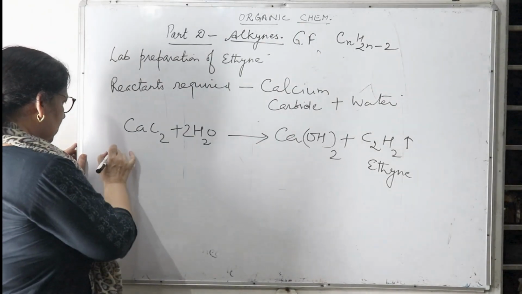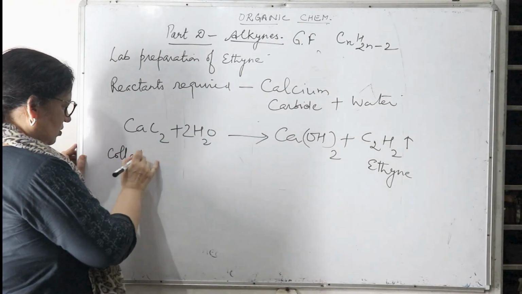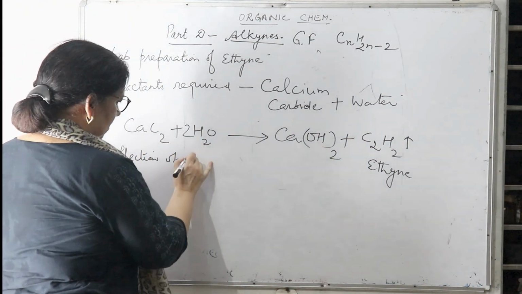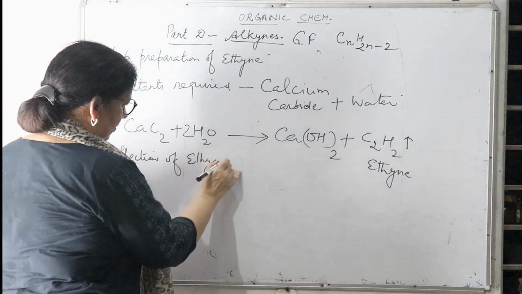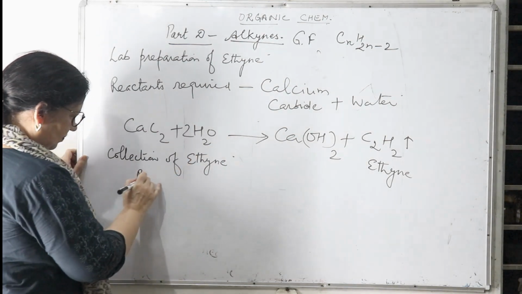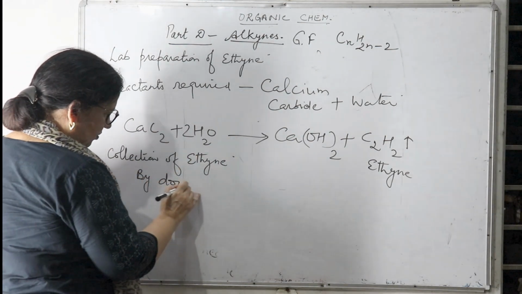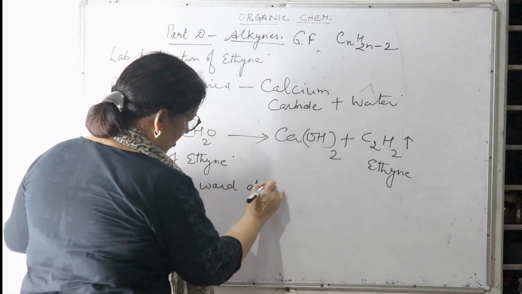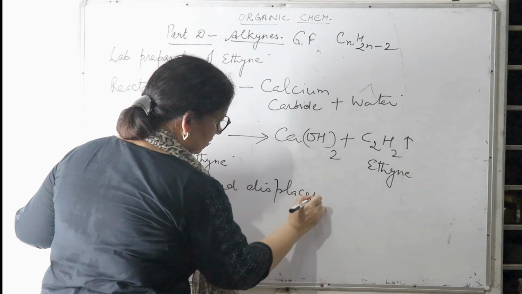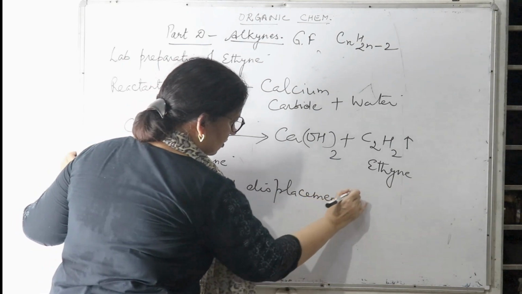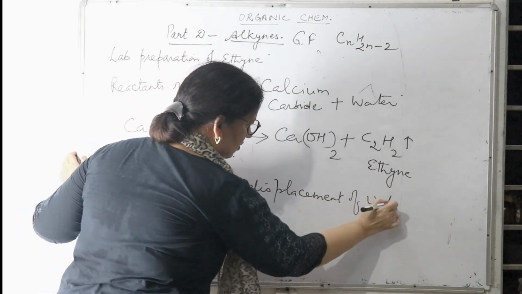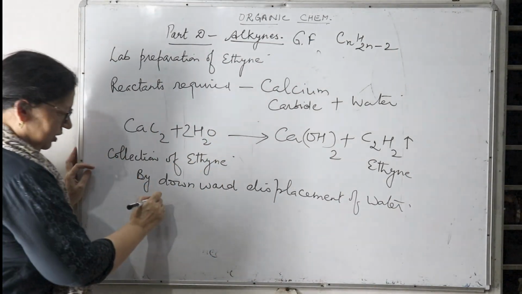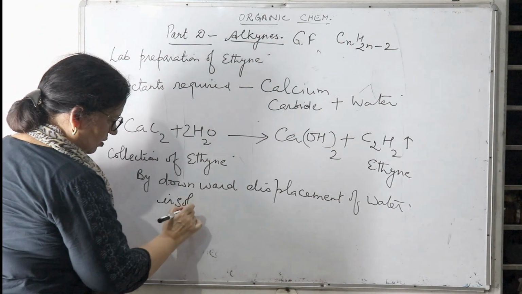And how is it collected? Collection of ethyne by downward displacement of water. Why is this collected by downward displacement of water? Because it is insoluble in water.